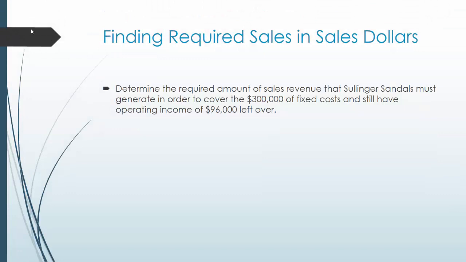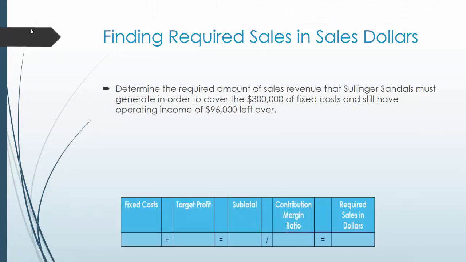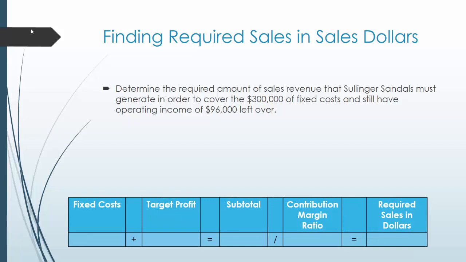We can figure this out in terms of dollars as well by using a very similar formula. We take our fixed costs, we add to it the target profit or operating income we want to have, but this time we're going to divide by our contribution margin ratio. So our fixed costs were $300,000. We want to have $96,000 of operating income, so we still have to come up with $396,000. Well, if we divide that by our ratio of 0.6, or 60% of each unit selling price that's going to be left over to contribute towards paying those fixed costs, we come up with $660,000.